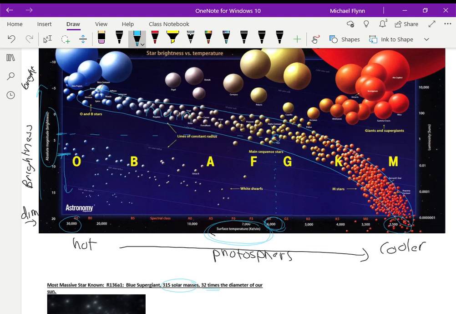Main sequence. Most stars that we see in the sky are part of the main sequence. In other words, they're on the small side. We don't get a lot of big stars in number. The big stars are more rare. So most stars are on the main sequence, which means they're average sized stars.